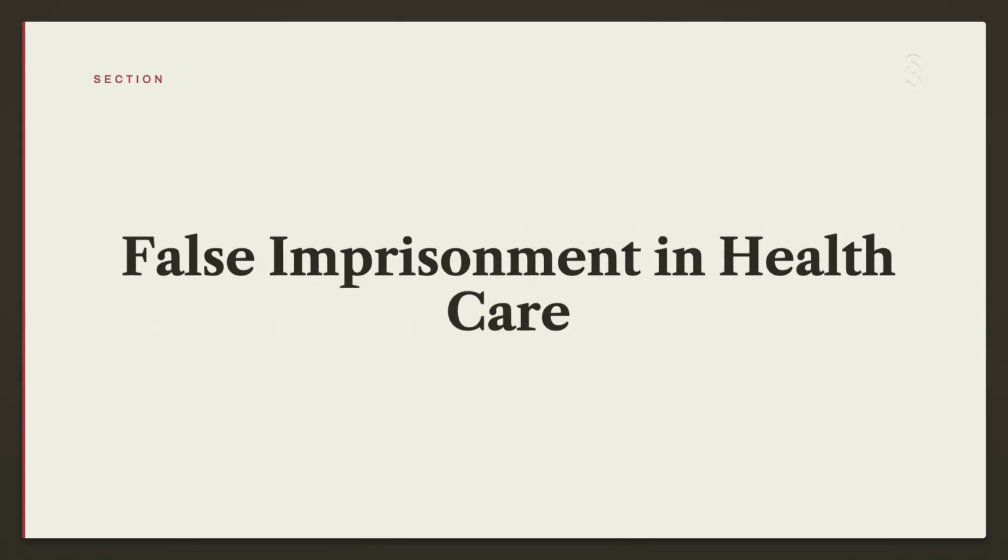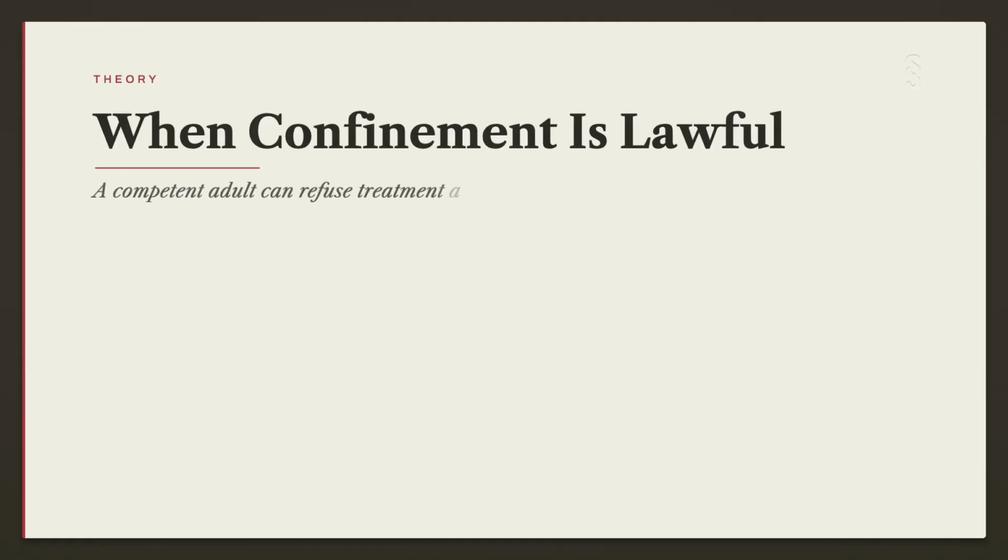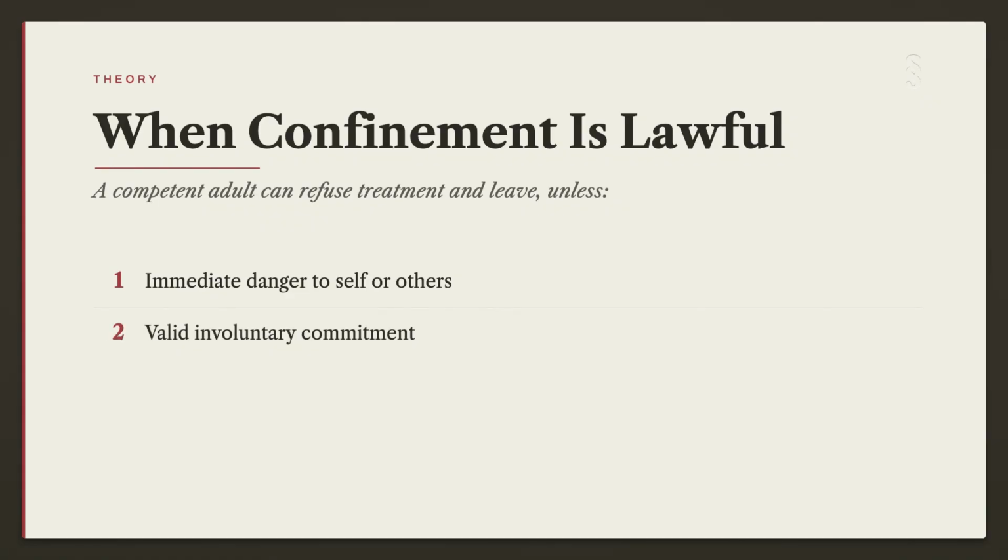False imprisonment is the intentional confinement of a person within fixed boundaries, without legal authority and without consent. In healthcare, it takes the form of physical restraint, a locked exit, or a threat that convinces a client they cannot leave. Healthcare creates unusual risk for this tort, since staff have real power over movement and clients are often weakened or dependent. Lawful confinement exists only in narrow situations: immediate danger, a valid involuntary commitment, a court order, or a documented restraint prescription. Without one of these, restricting a competent adult who wants to leave is confinement without authority.